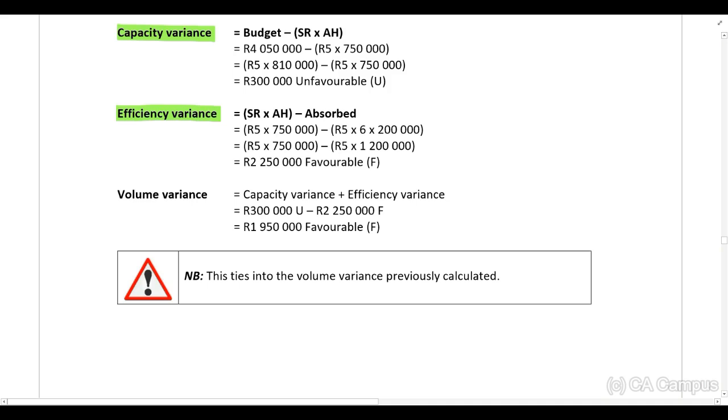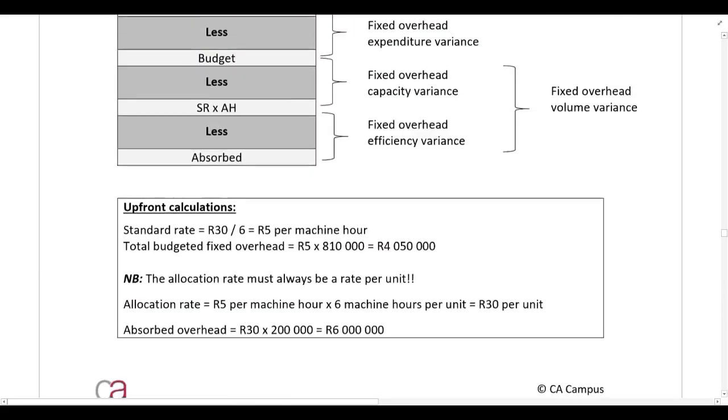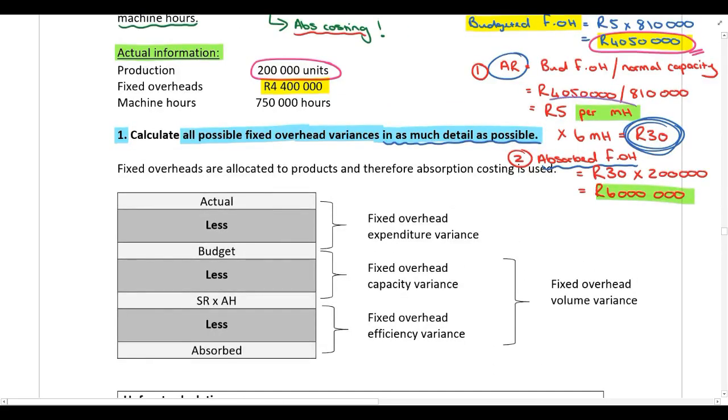So the capacity variance is the difference between the budgeted cost, which we have already worked with and calculated, and the standard rate multiplied by actual hours. Please note, when we talk about a standard rate, we are talking about a rate per hour. We are not talking about a standard cost per unit. So we want the standard rate, which is 5 Rand per machine hour, not the cost per unit.